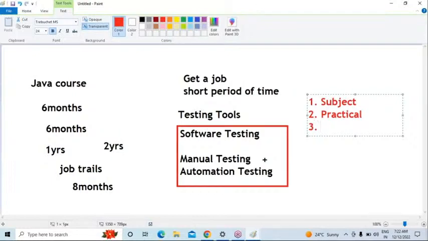So once you've done the subject learning and the practical part, what is the next thing? Most people don't know. After that, what do we have to do? You just completed the training. To get a job, what do we have to do? Yes, anyone? What do we have to do?